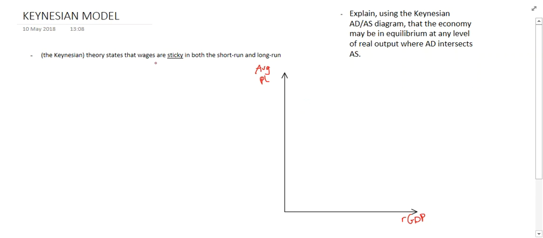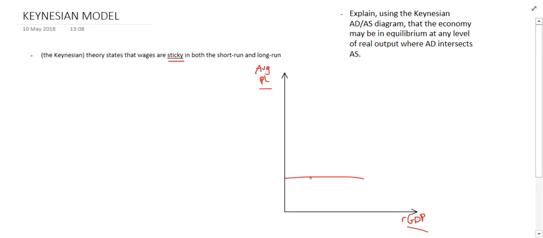Now, it's important to know that in the Keynesian theory, wages are sticky in both the short run and long run. Because of this, the relationship between output and price level is determined by the spare capacity or by the availability of the factors of production. And that's why the Keynesian aggregate supply has different areas. So let's first start with the horizontal section of the Keynesian.